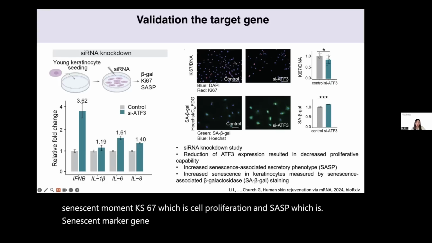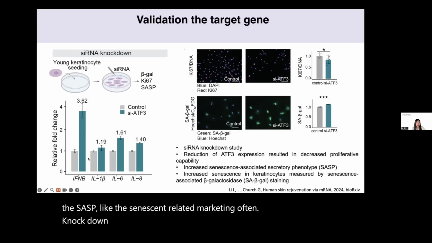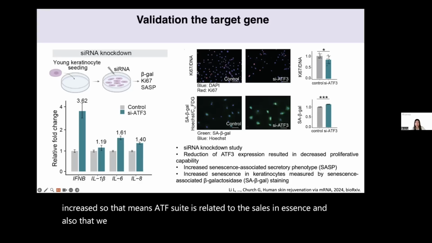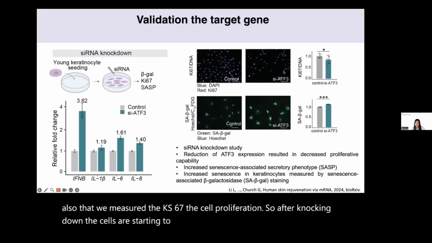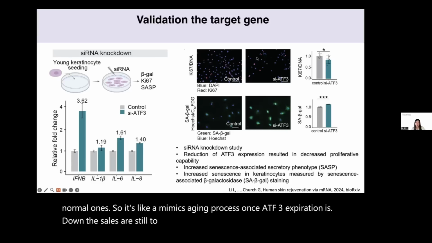So after that, we can see the results. This is the SASP, the senescence-related marker gene. After knocking down ATF3, we can see their expression is increased. That means ATF3 is related to cell senescence. We also measured Ki67, the cell proliferation. After knocking down, these cells started to have less proliferation compared with the normal ones. So it mimics the aging process. Once ATF3 expression goes down, the cells start to have slow proliferation.